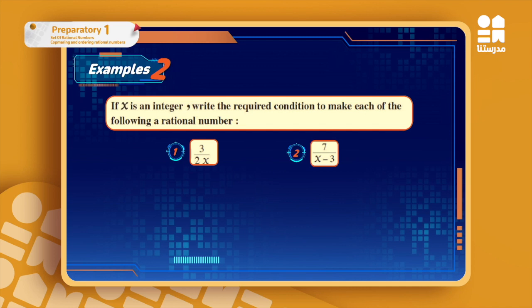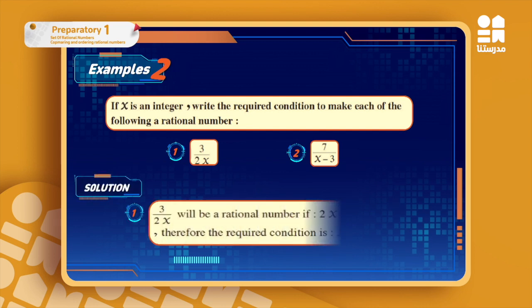Example 2. If x is an integer, write the required condition to make each of the following a rational number. All we have to do here is look at 2x. Look at the denominator. The denominator in the first example is 2x. So we have to write 2x is not equal to 0. That gives us x is not equal to 0.